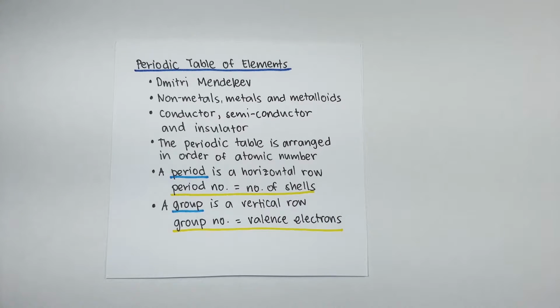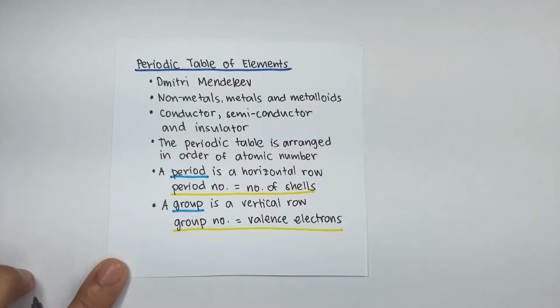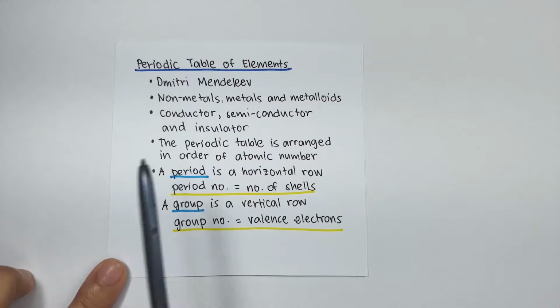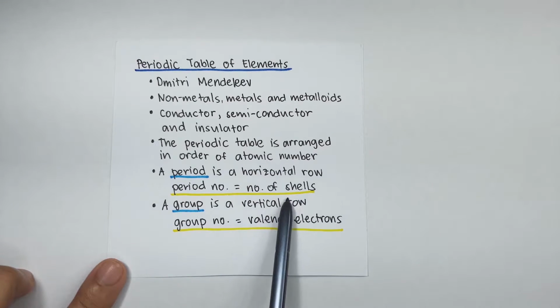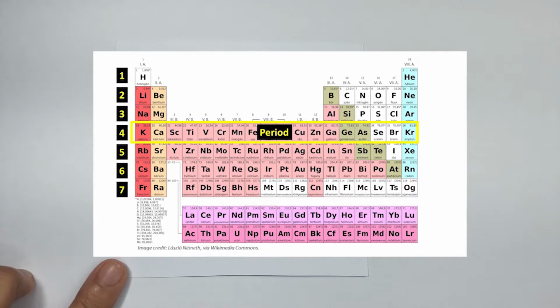So next is we have periods and groups. Ang period ay isang horizontal row sa periodic table. So, yung period number mo ay equal to the number of shells. So, period 1, 1 shell. Period 2, 2 shells. Period 3, 3 shells, and so on.